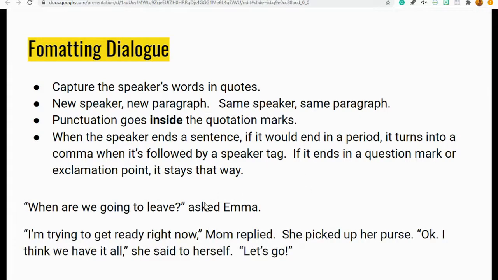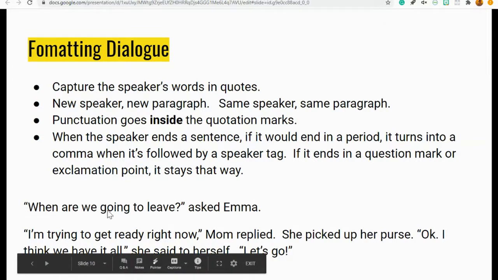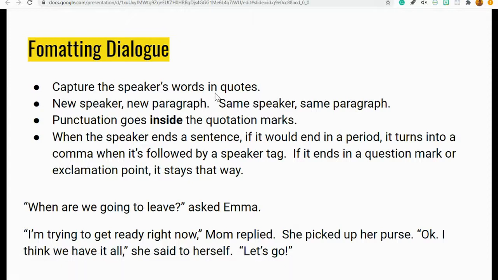"When are we going to leave?" asked Emma. Noticed the speaker's words, when are we going to leave, are in quotes. We also notice that it's a question mark and it's inside the quotation marks. Okay? Or here's another example.